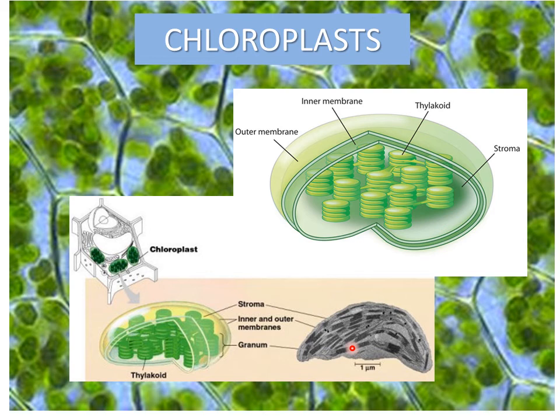So again, to recap, chloroplasts are only in plant cells. They have an outer membrane and an inner membrane. Inside they have thylakoids that stack up to make grana. And then the juice in there inside the inner membrane is called the stroma.